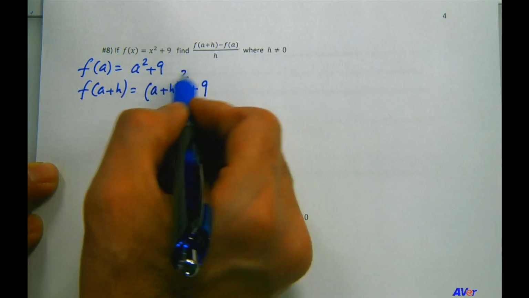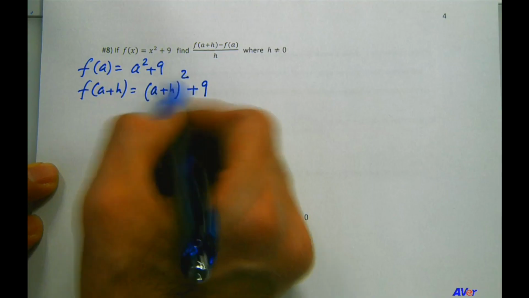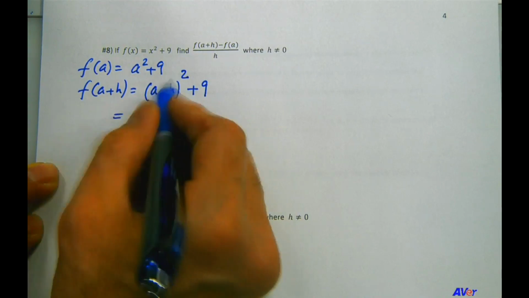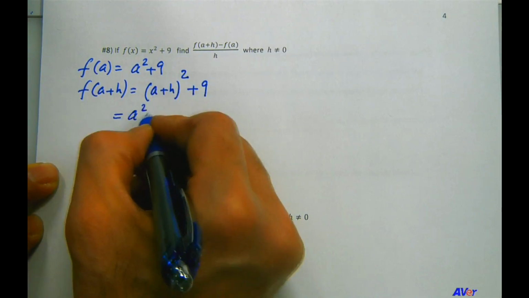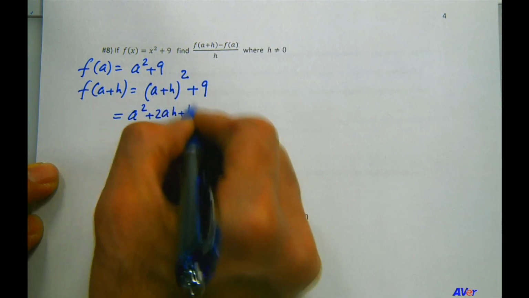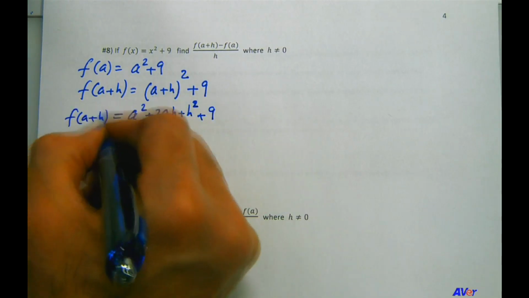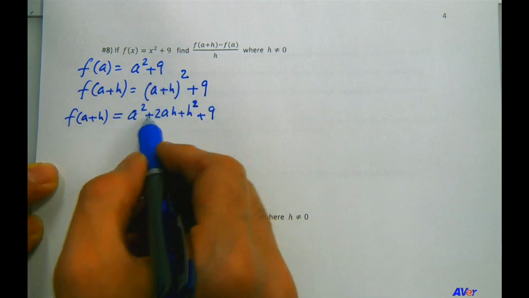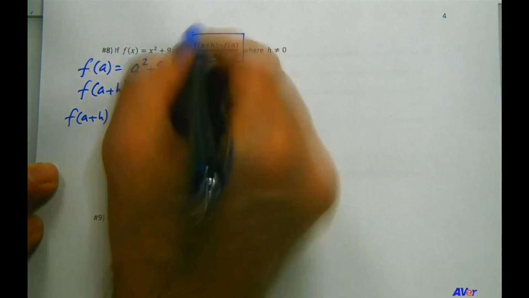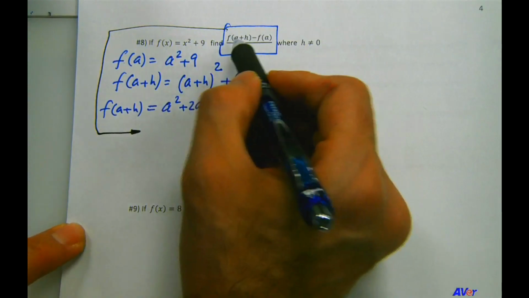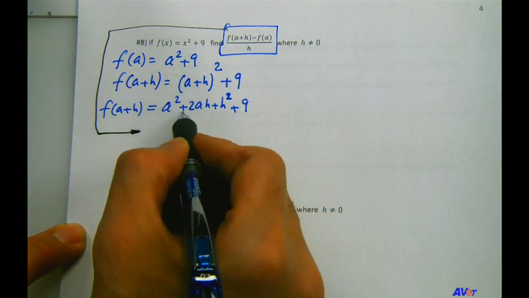Okay, and now I have to expand this binomial squared. If you memorize the special product formula, you can do it very quickly, which is a squared plus 2ah plus h squared, and then plus 9. So we now have f of a, and we have f of a plus h. So now we can calculate this quantity. This quantity says take f of a plus h, which is all of that, right?